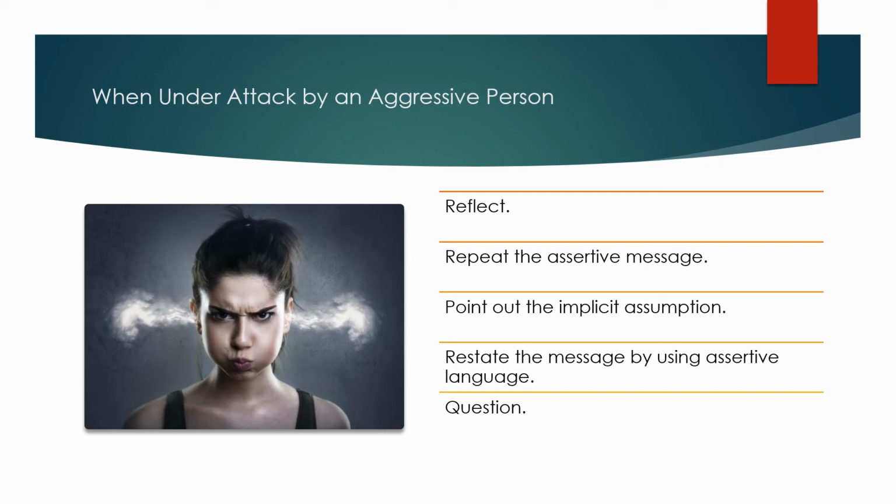Restate the message by using assertive language. By rephrasing the aggressor's language, this is going to diffuse the emotion. Paraphrasing helps the aggressor to focus more on the cognitive part of that message. And then we want to question. If the aggressor is using nonverbal cues to be aggressive, the assertive person can put this behavior in the form of a question to help the aggressor be aware of the unwarranted reaction.